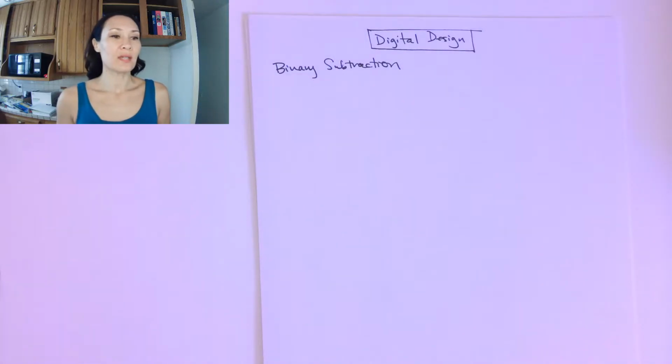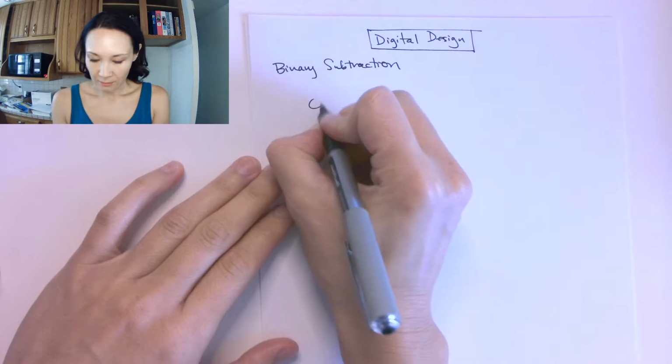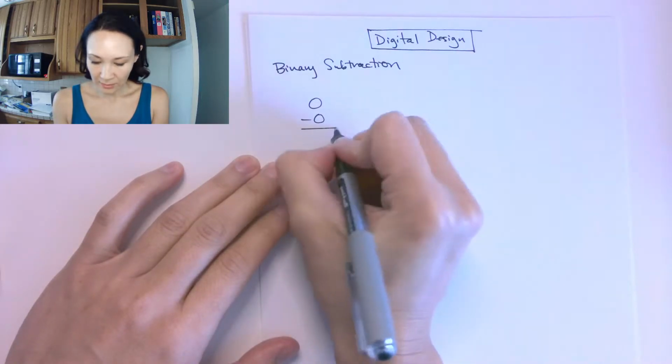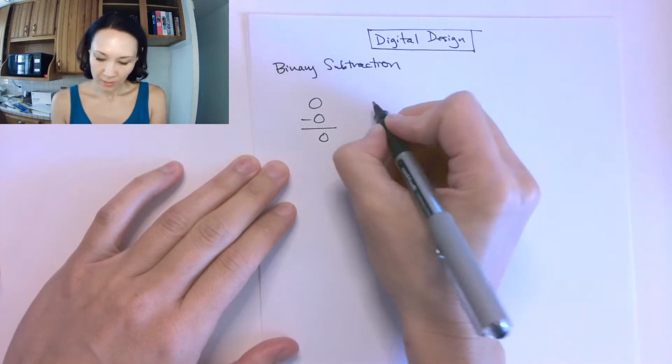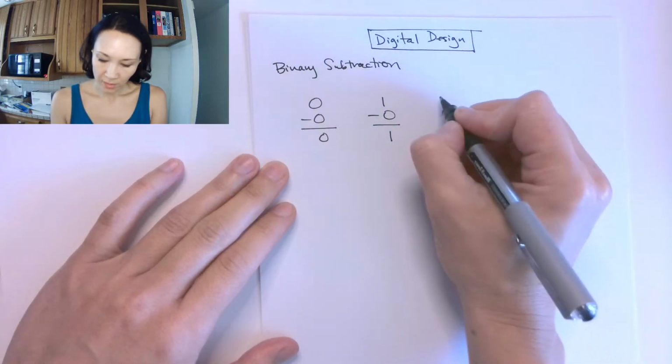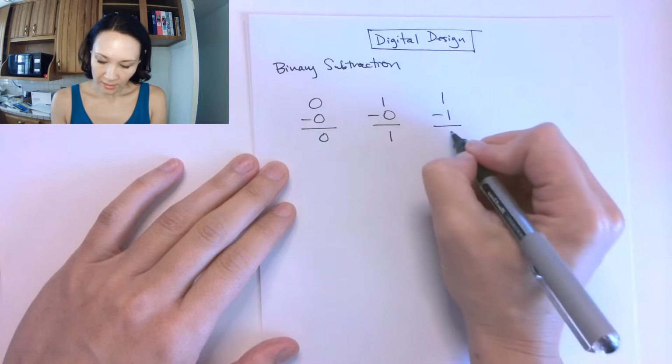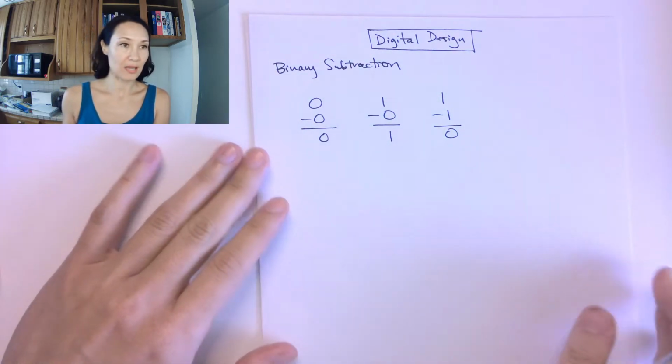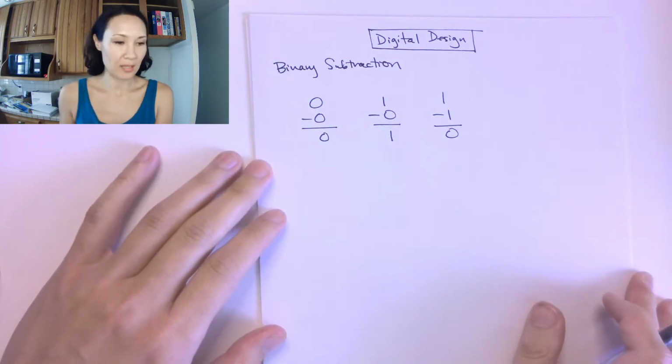Now that we've discussed binary addition, let's see the rules for binary subtraction. First, let's do the easy base cases. So this is easy. 0 minus 0 is just 0. 1 minus 0 is 1. 1 minus 1 is 0. This all looks the same as subtraction we've done in decimal.